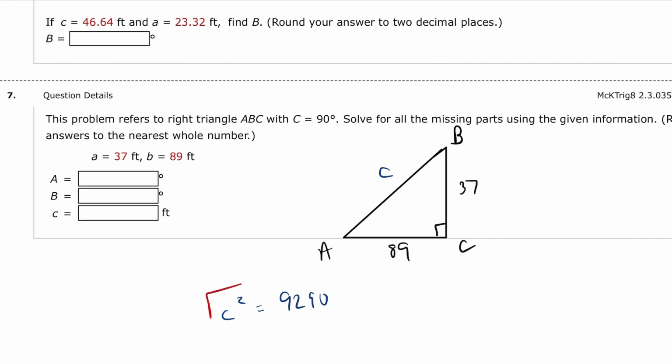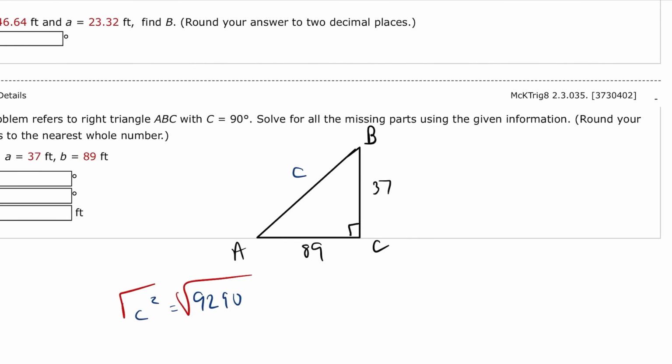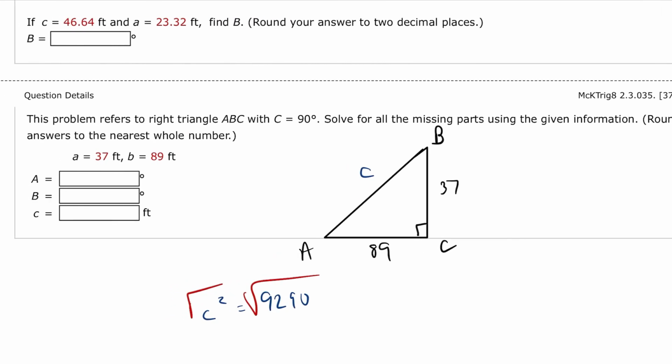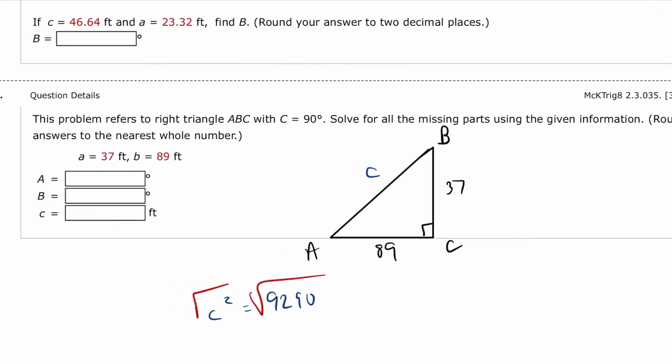Taking the square root gives us 96.4. And they want us to round our answers to the nearest whole number, actually. So we need to round to the nearest whole number. So this would actually just be 96.